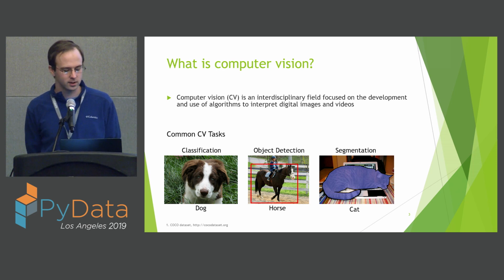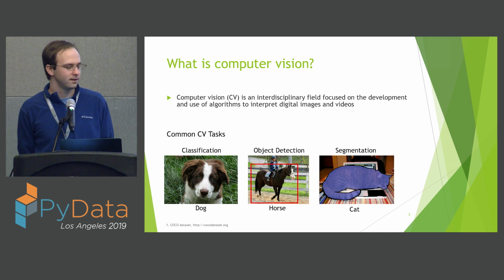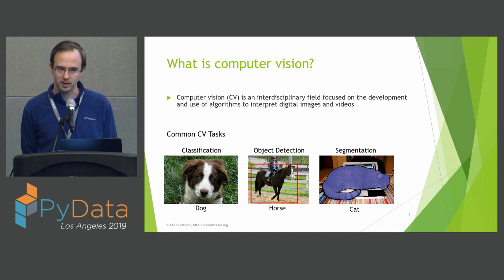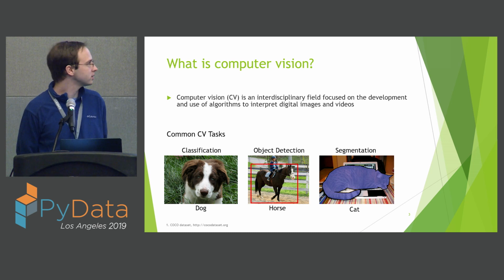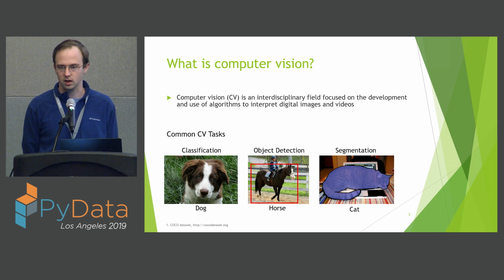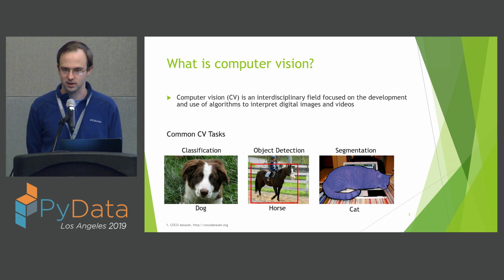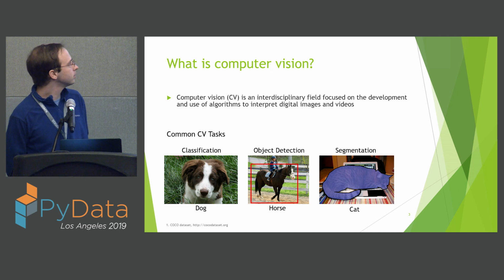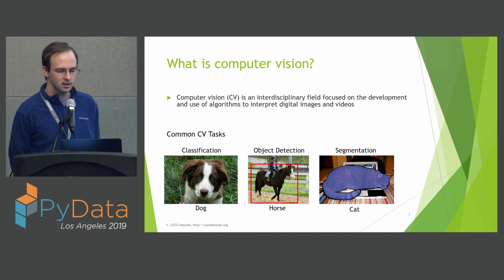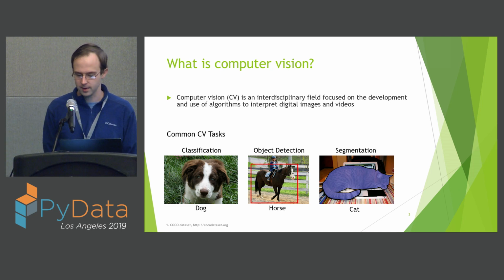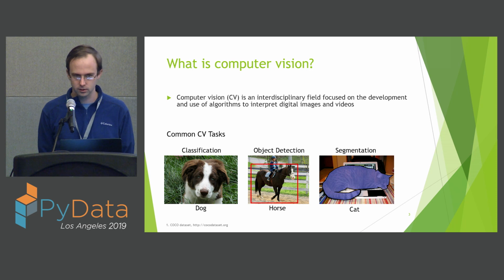Object detection focuses on producing bounding boxes of objects, like in this case it's a horse. You could do cars, you could do people, that sort of thing. And segmentation produces a pixel-wise mask for objects in an image. These are just a few computer vision tasks. In general, anything you can train a neural network to do, you can do with computer vision.